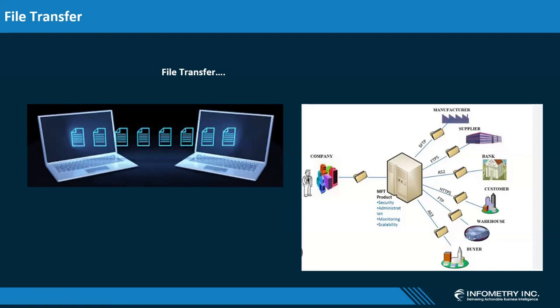There are two types of file transfer: inbound file transfer and outbound file transfer. Inbound file transfer is nothing but receiving a file to our local server or to our system from another system or another organization. And outbound file transfer is sending the file from our server to another server. Here any data is confidential and must be secured against cybersecurity attacks while transferring the files.